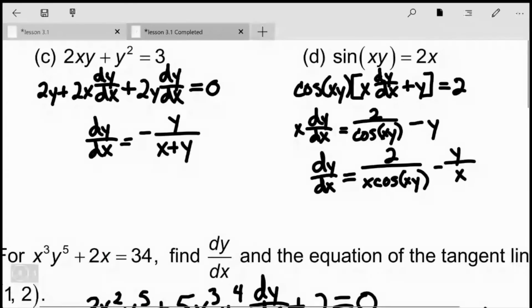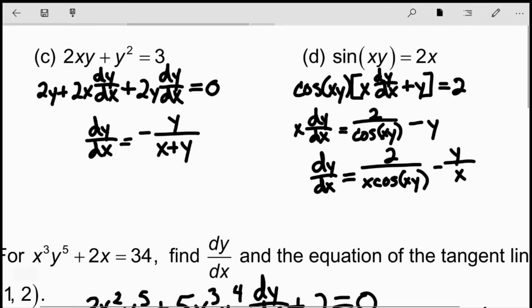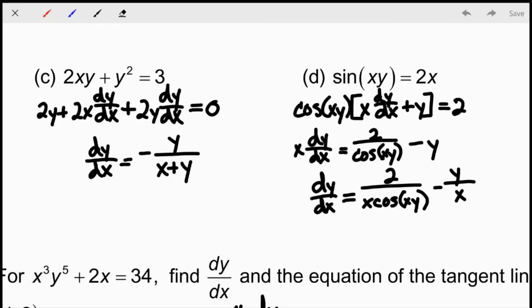Okay, and here's what you should have ended up with on those two. So for C, that one's pretty straightforward. We're starting with the product rule. The derivative of y squared is 2y dy dx. The derivative of 3 is 0. And again, I just want to emphasize this. This is the thing that people tend to forget. Don't forget to take the derivative of the other side of the equation, and if it's a constant, the derivative is going to be 0. And then it's just isolating dy dx.